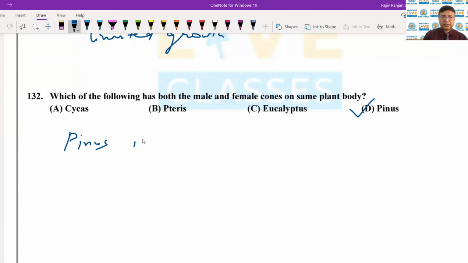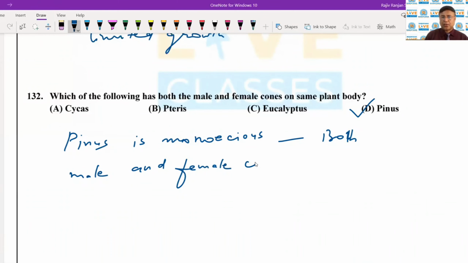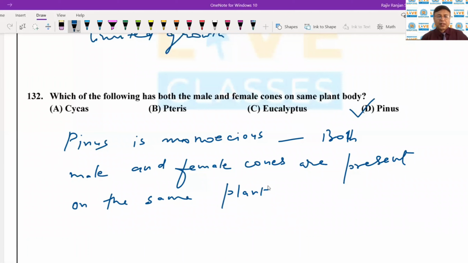Pinus is monoecious. Means to say both male and female cones are present on the same plant. Now let's see the case of cycas.